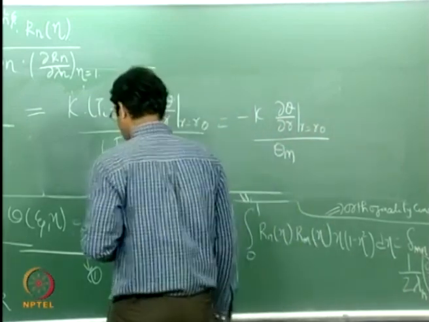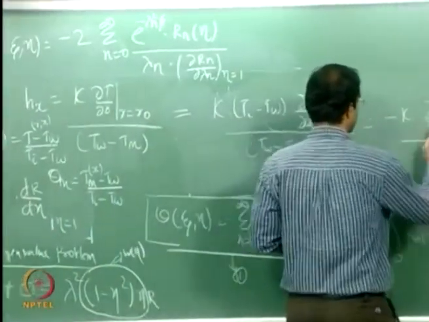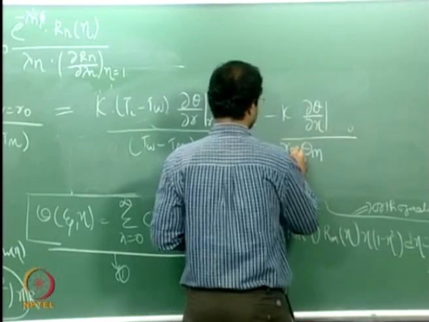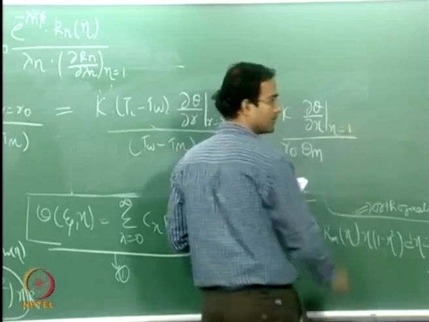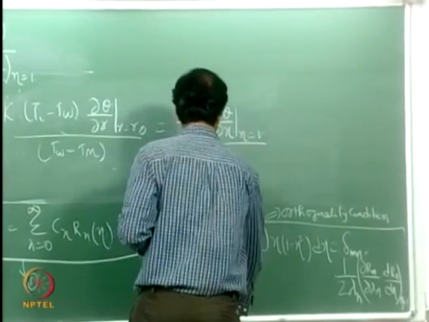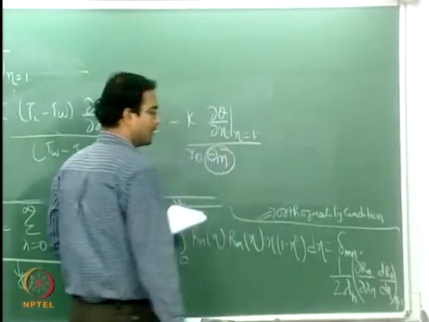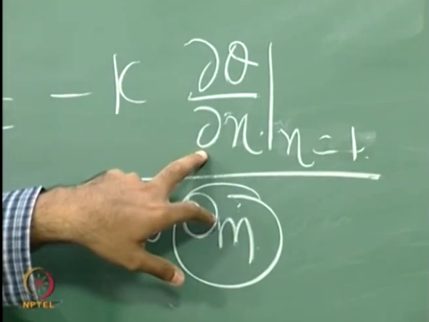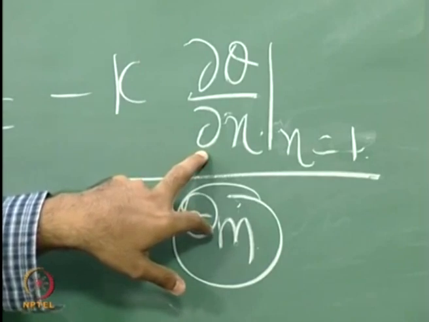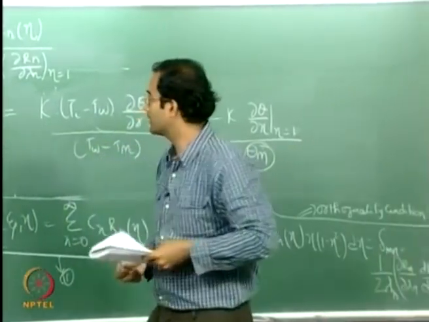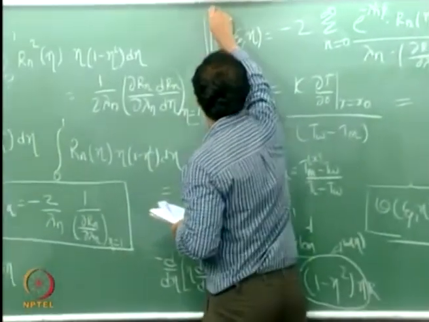What I can also do is replace r in terms of eta, so this will be eta into r naught, and this will be at eta equal to 1, because eta is r by r naught. So all I need to know is my mean temperature theta m and also the non-dimensional gradient of temperature at the wall. Once these two are calculated, I can find the expression for Hx. So from the equation for theta, let me call this equation number 2.